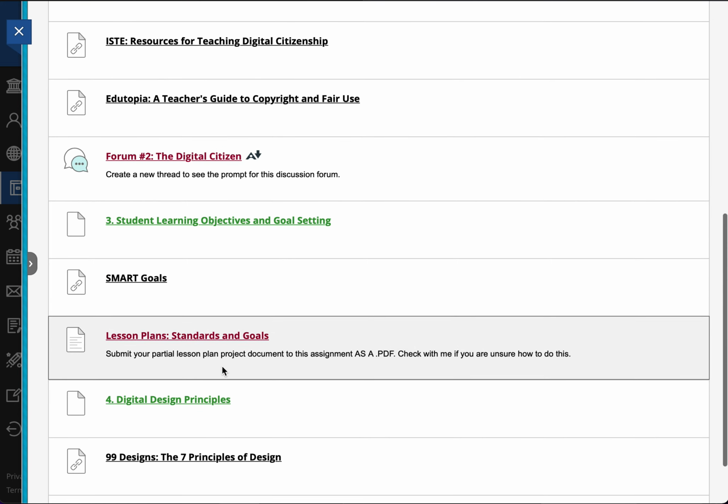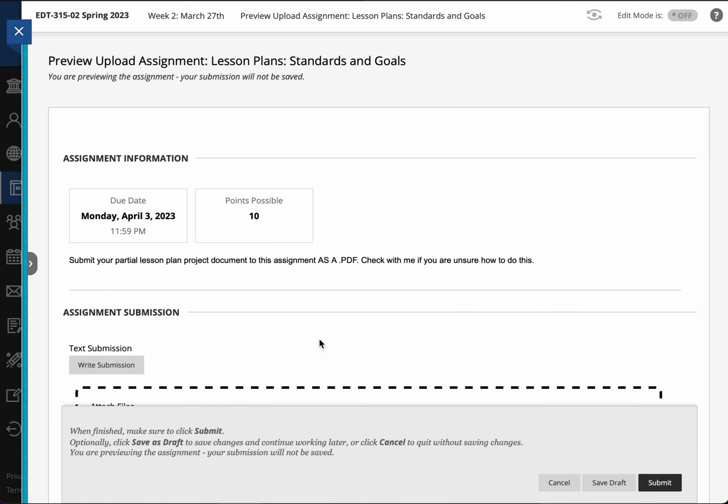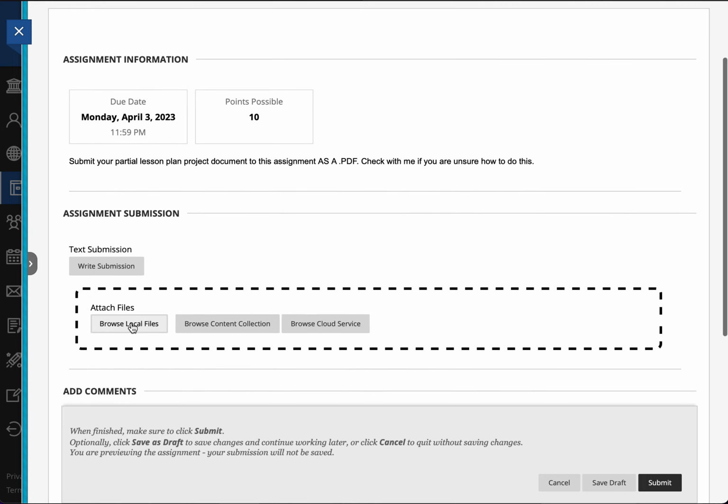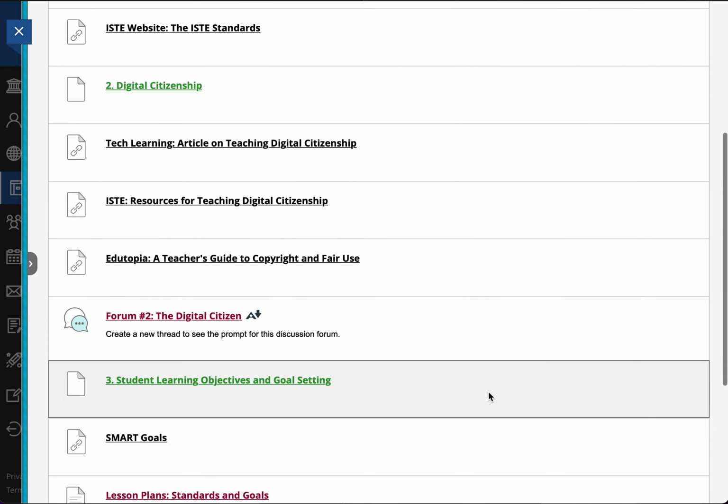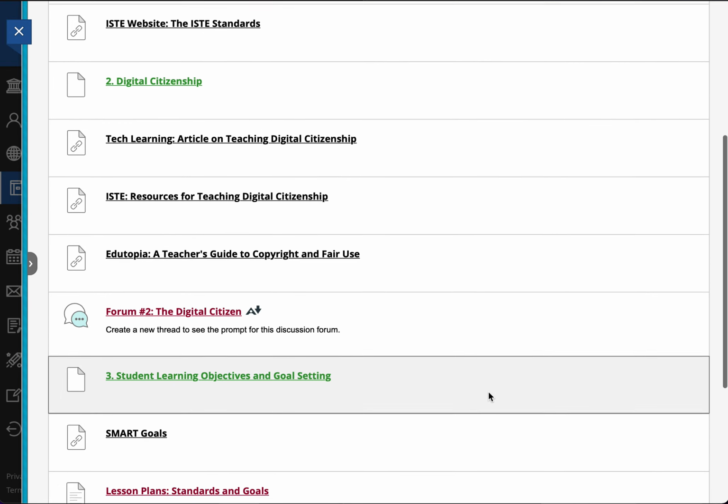And then once you've filled in those first three boxes of your lesson plans, which the Word document was linked in week 1, you'll convert that to a PDF, and then you'll just upload it to this lesson plan standards and goals assignment in Blackboard. Browse local files, you'll link your file to it, upload it. And really at this point, all I'm wanting to do is take a look at what topic you're looking to do for your lesson plan and make sure that it looks like you're on the right track there.